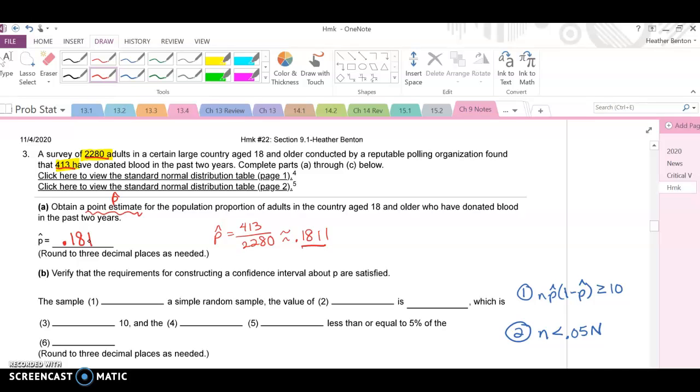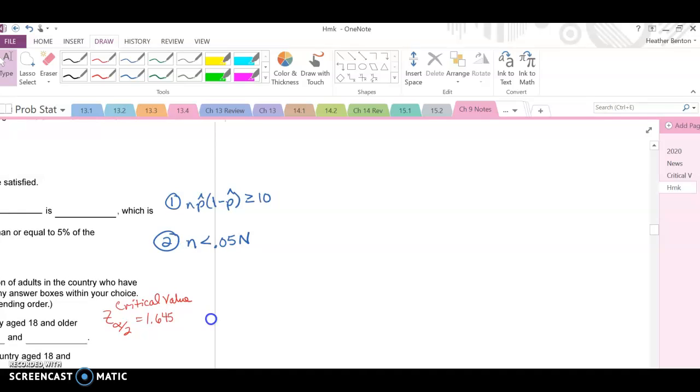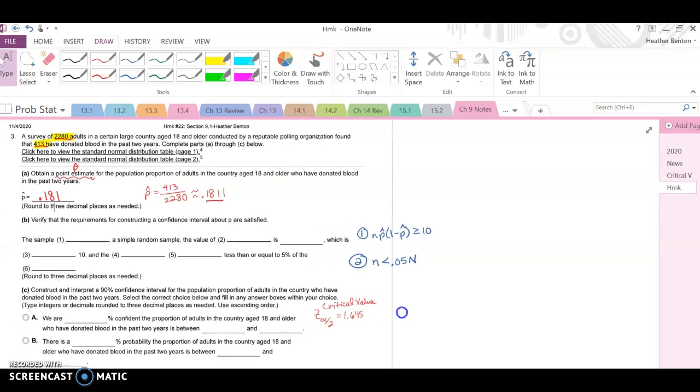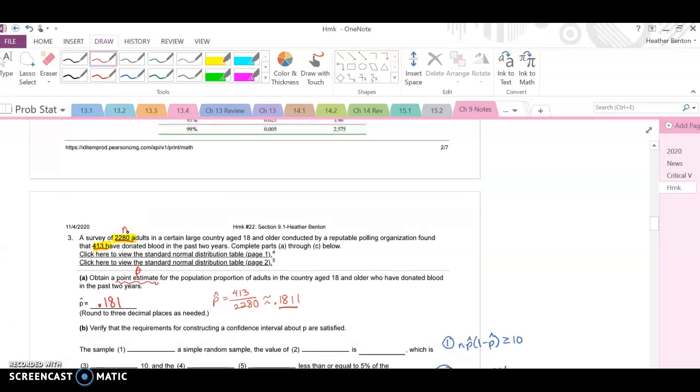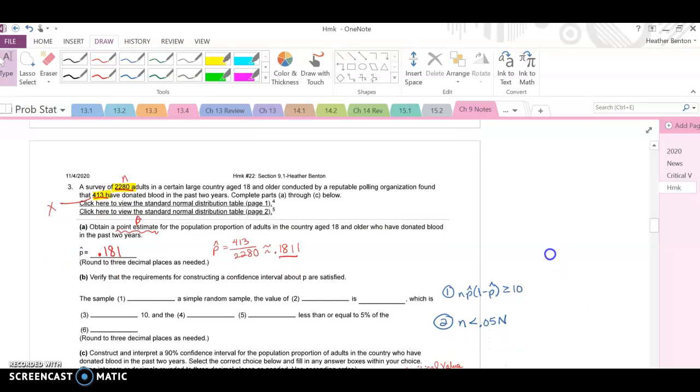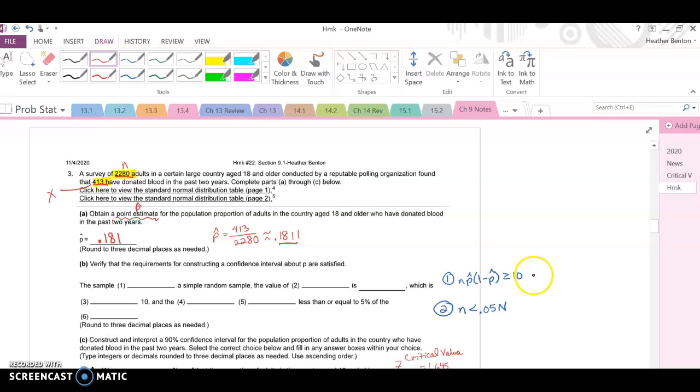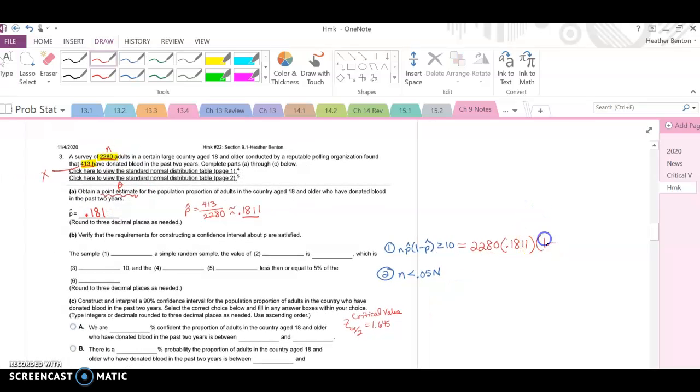Then in part B, verify that the requirements for constructing a confidence interval about P are satisfied. So you might remember from the notes that the two rules are these two rules right here. So our sample size was that N, this is our X, is the 2,280. So this is going to be 2,280 times P hat, which is 0.1811. I'm going to use more decimal places, times 1 minus 0.1811. And the question is, is that greater than or equal to 10?